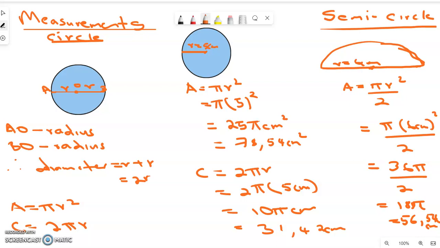Right, and remember that the semicircle is half of the circle. So from the original formula, you just divide it by 2.